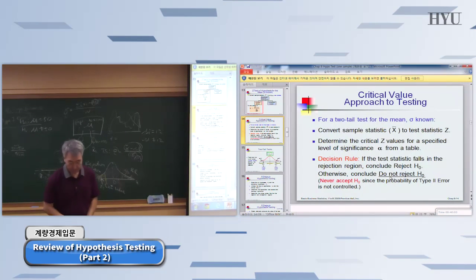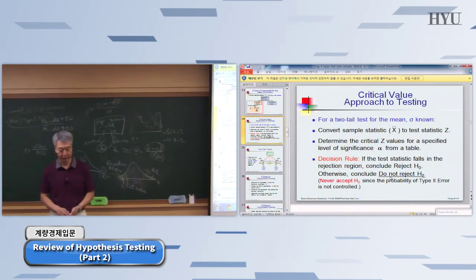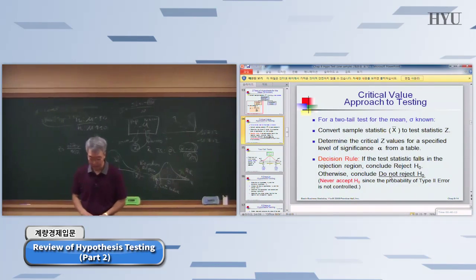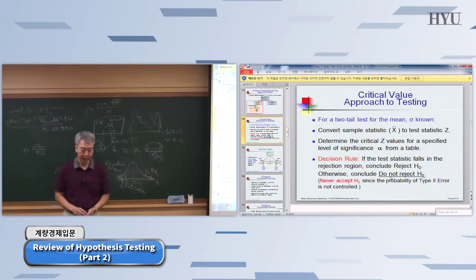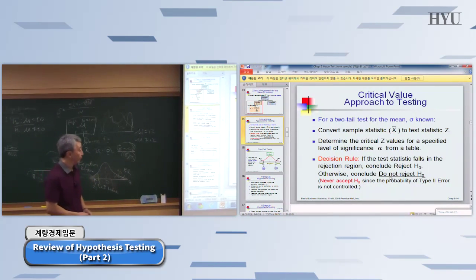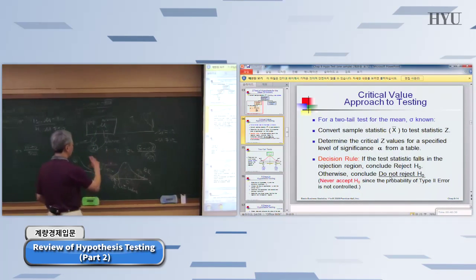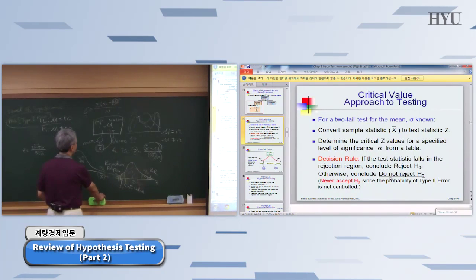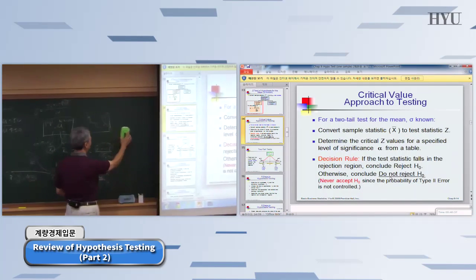What I just explained here is what we call the critical value approach to testing. Depending on the alpha level, you set up the critical value, and by comparing your test statistic to the critical value, you can make the decision. All right? But there are two-tailed tests and one-tailed tests. So far, I've been dealing with the two-tailed test, but sometimes you want to run the one-tailed test.